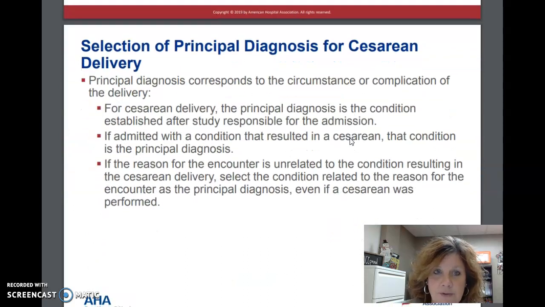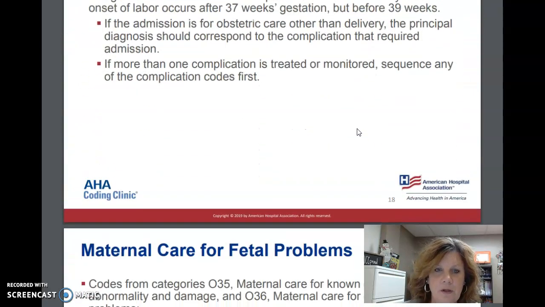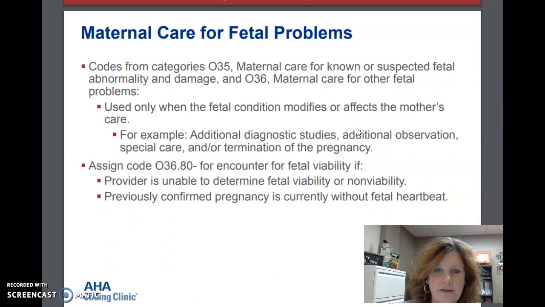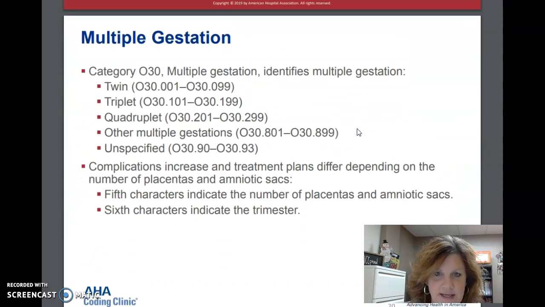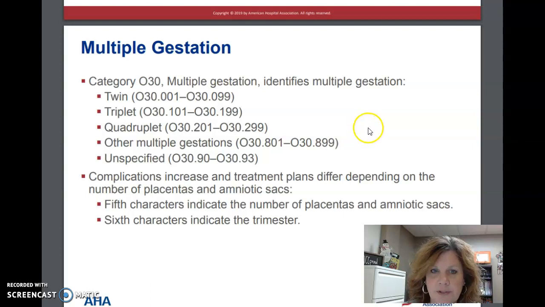Selection of principal diagnosis for cesarean delivery. Again, why did they have to have that cesarean? That's your principal diagnosis. I always tell students, okay, my water broke, ruptured membranes. That's going to be the principal diagnosis. That's what I'm coming in for. All right. So again, O80 is not going to be, as I stated, for anything but normal delivery.